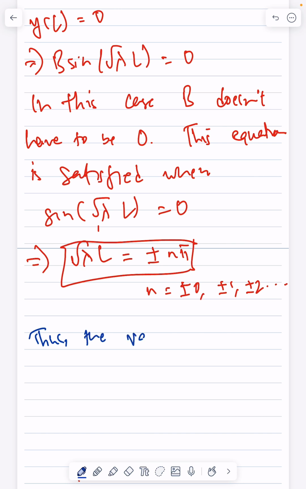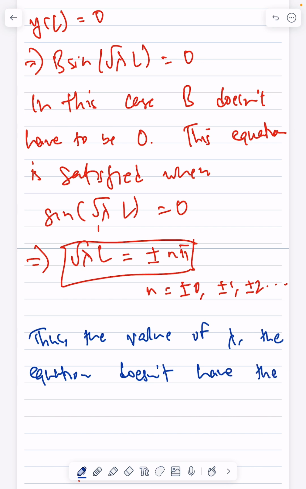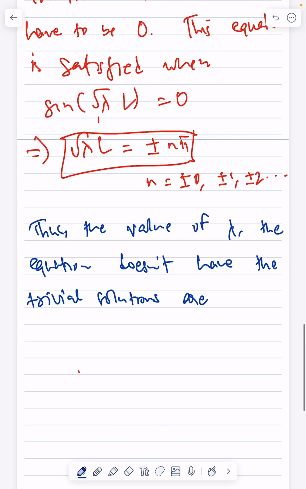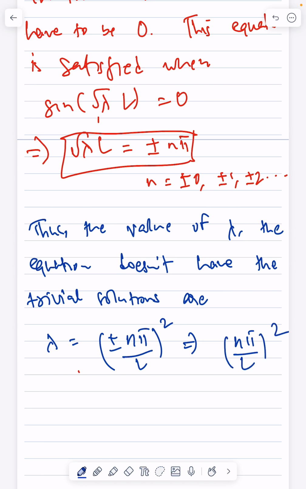Thus, the possible values of lambda for which the equation does not have a trivial solution are lambda equals plus or minus n pi divided by L, whole squared, which just happens to be n pi by L squared, or we can just write it as n squared pi squared divided by L squared.